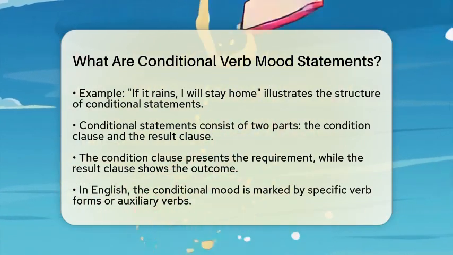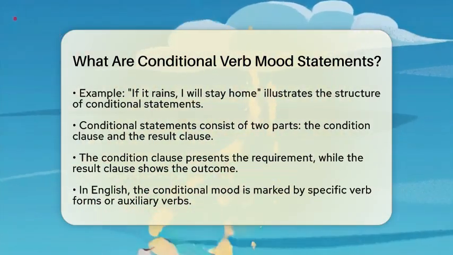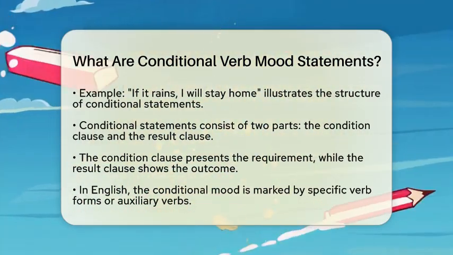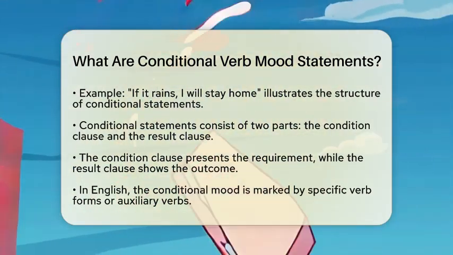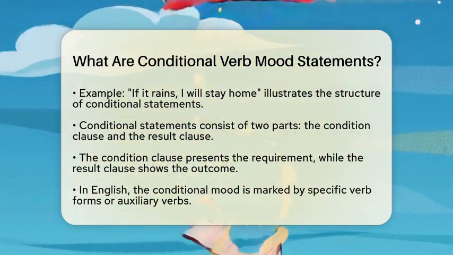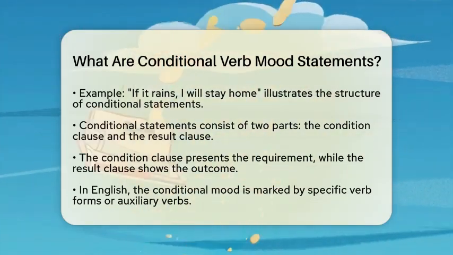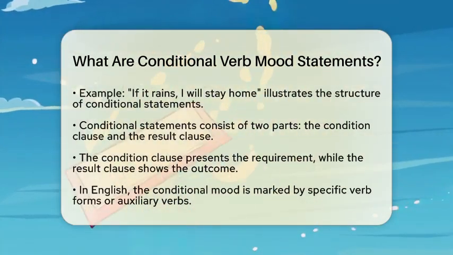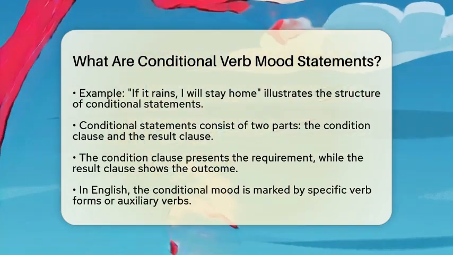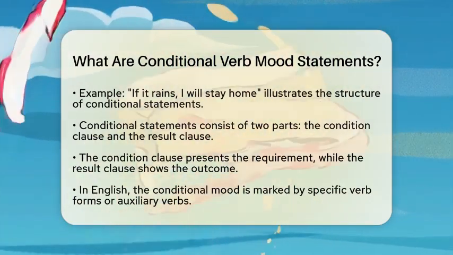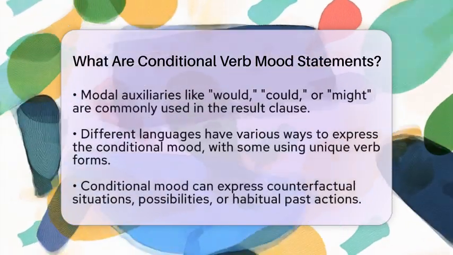From a grammatical standpoint, the conditional mood can be marked by specific verb forms or auxiliary verbs. In English, we often use modal auxiliaries like would, could, or might in the result clause. For instance, in the sentence, "If I were rich, I would travel the world," were is in the subjunctive mood, and would travel shows the conditional mood.